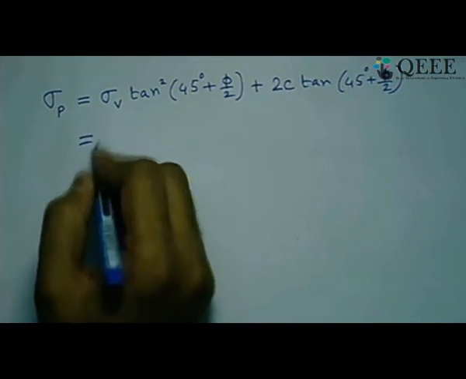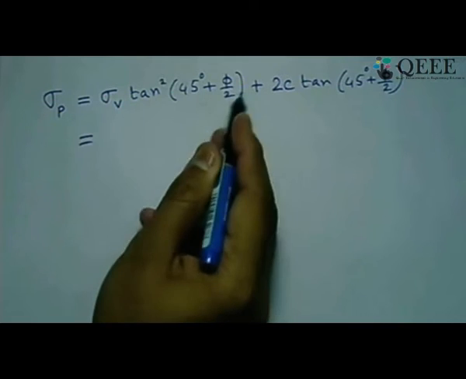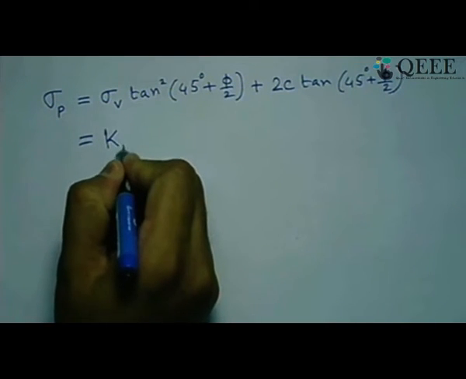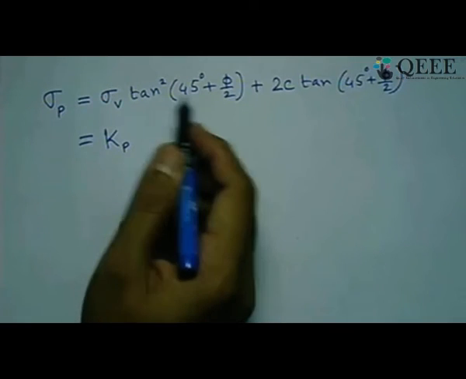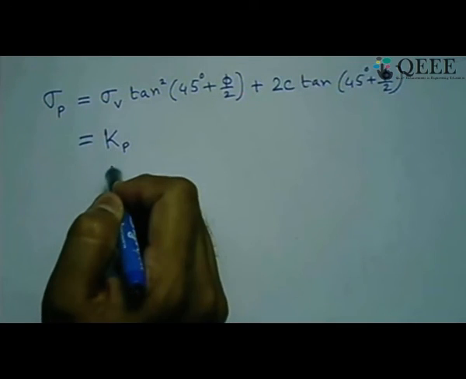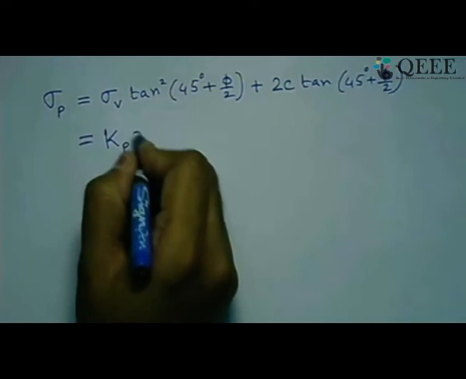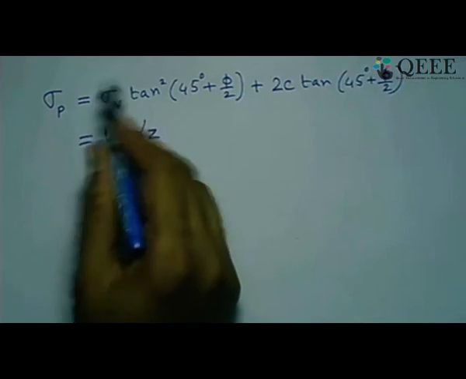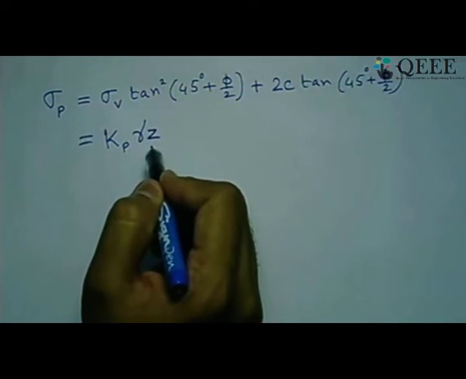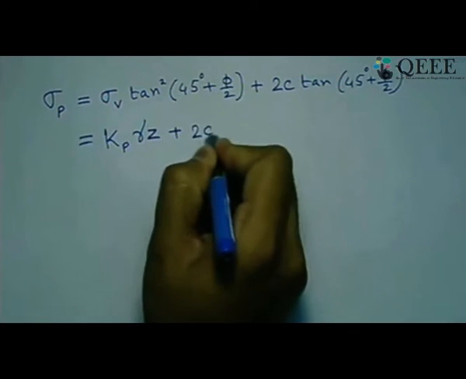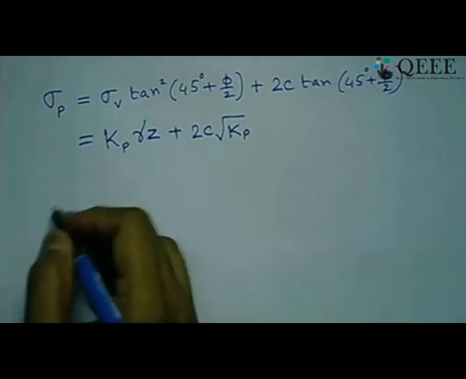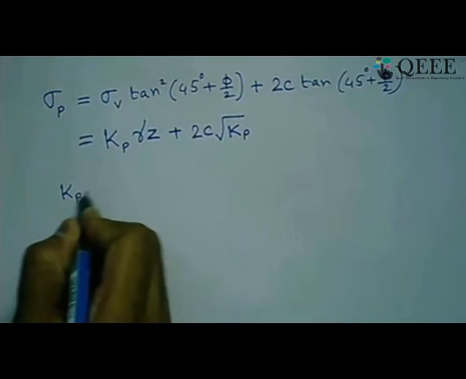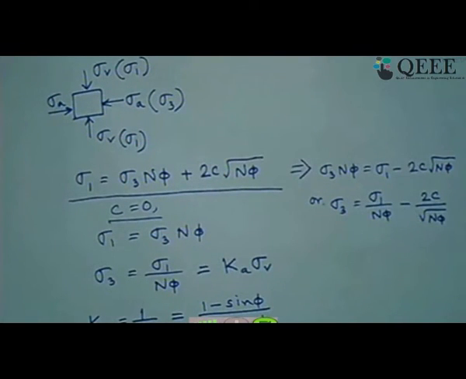So what is the value over here? I can write now this tan square 45 plus phi by 2, we denote it as Kp. Earlier we denoted tan square 45 minus phi by 2 as Ka, which is the active earth pressure coefficient. Now this is the passive earth pressure coefficient, and if there is no surcharge on the ground, we call sigma V as gamma z. Sigma P is Kp gamma z plus 2c root of Kp. So Kp is nothing but, earlier what we have seen, you can refer to it here, we have denoted as N phi. So this is nothing but our Kp.